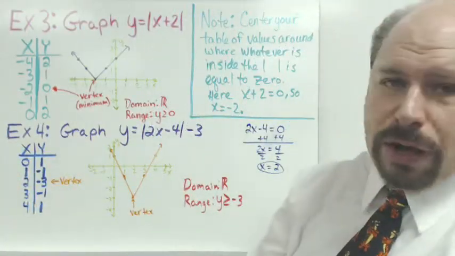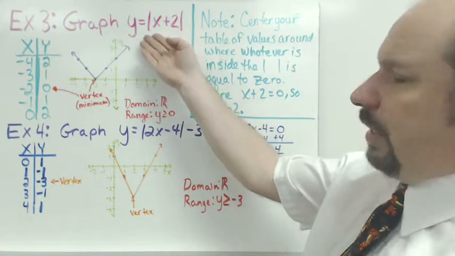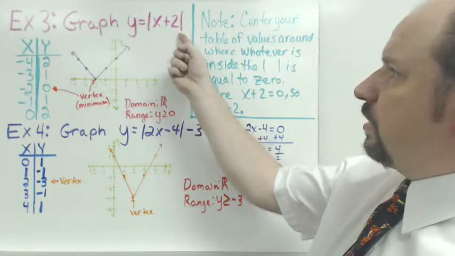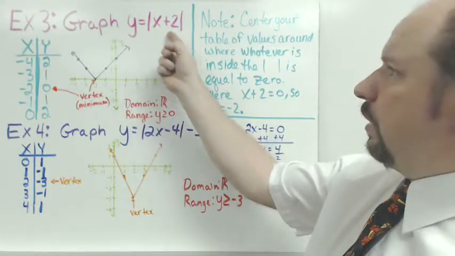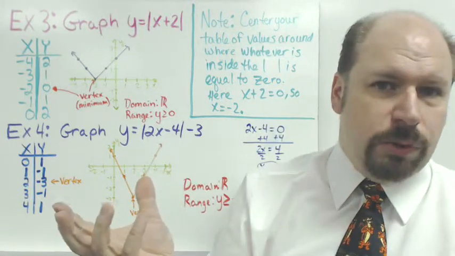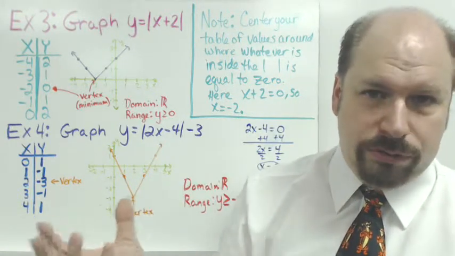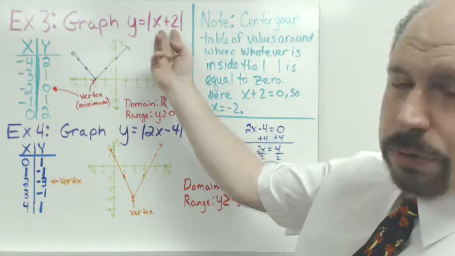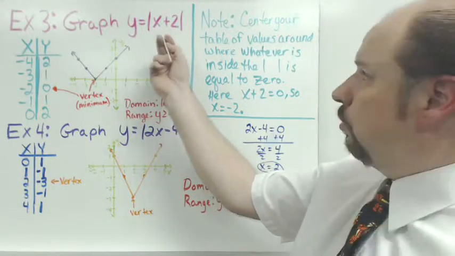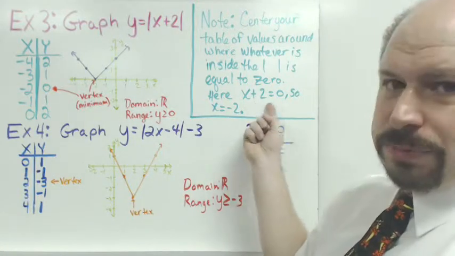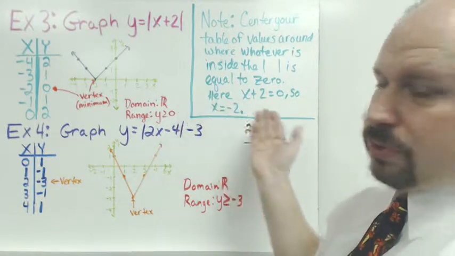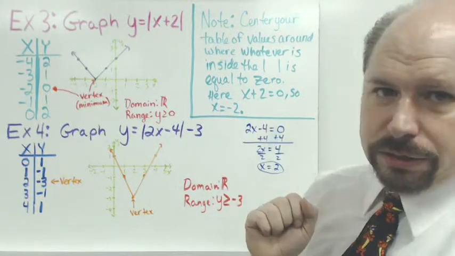Okay, next graph. Graph y equals the absolute value of x plus 2. Okay, so notice this time the x plus 2, the whole thing is inside the absolute value symbols. So here's a good way to tell where the vertex is going to be. If we take what's inside these absolute values here and set it equal to 0, we can write the equation x plus 2 equals 0 and solve that for x. So that's easy to do, just subtract 2 and we get x equals -2.